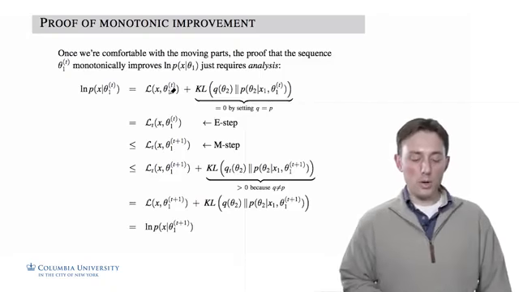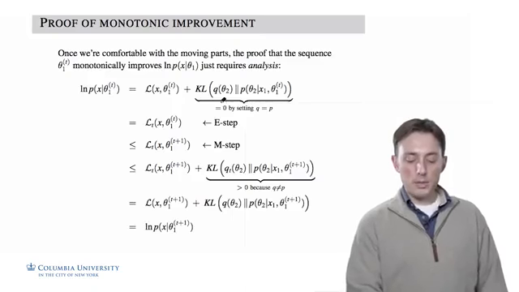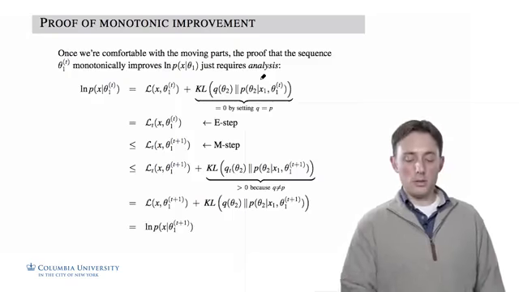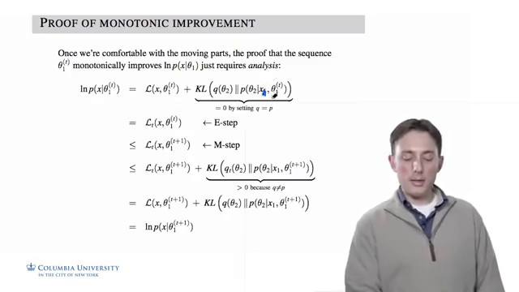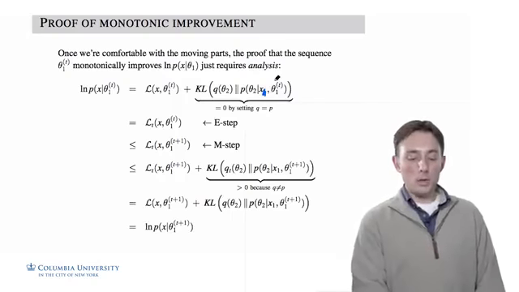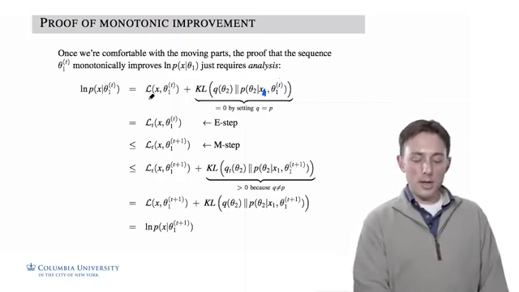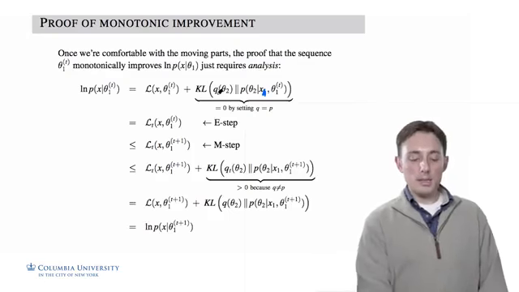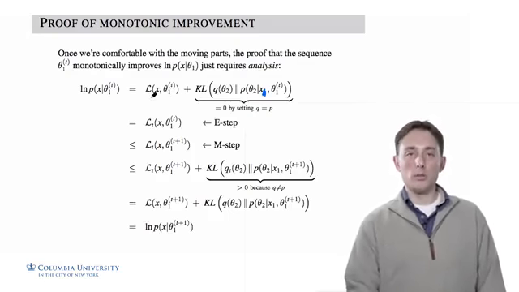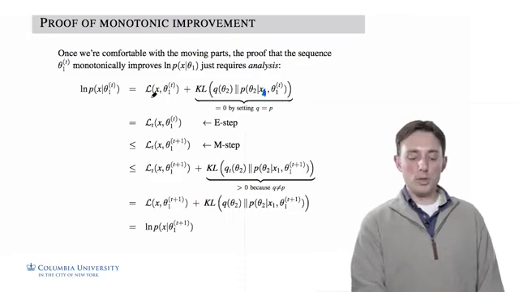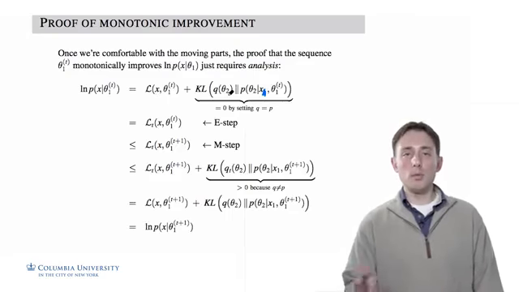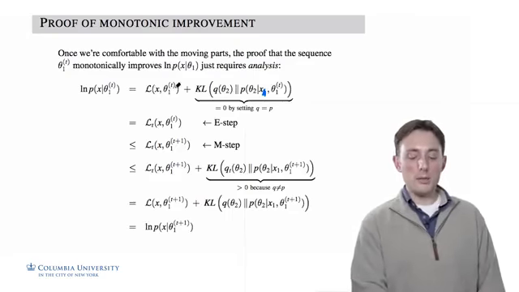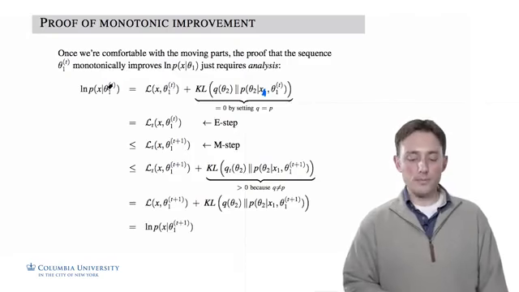evaluated at the same theta 1 at iteration t, plus the KL divergence between Q and the conditional posterior of theta 2 given x and given theta 1 at iteration t. And so notice I don't have a subscript t here, and I don't have a subscript t here, because this equality is true for all probability distributions that we can place on theta 2. For any probability distribution, the sum of these two terms is equal to this term.